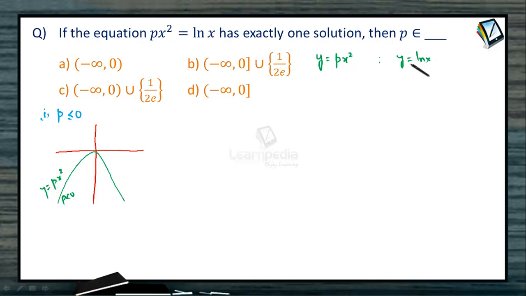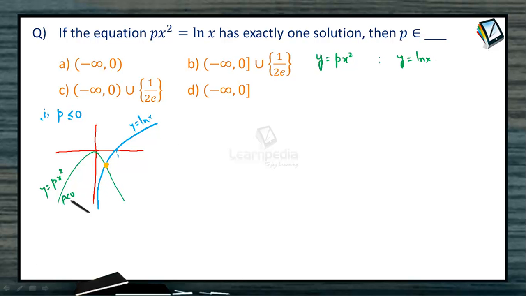Now how will the graph of the second function y equal to ln x be? Up to 1 the functional values are negative, and after 1 the graph will be in the positive quadrant. That means it would start at minus infinity and at 1 it crosses the x-axis and enters the first quadrant. So this is the graph of y equal to ln x. Now clearly whenever p is less than 0, the graphs of y equal to px square and y equal to ln x will possess only one point of intersection when p is negative.